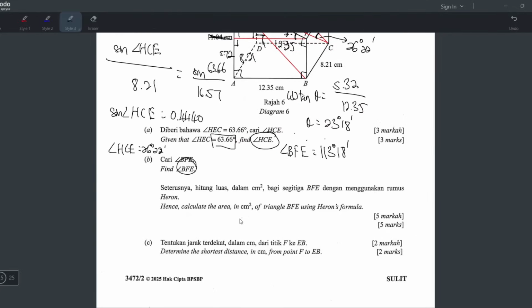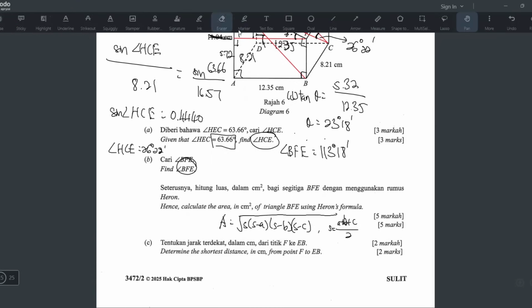What is Heron's formula? A equals square root of S bracket S minus A bracket S minus B bracket S minus C, where S is A plus B plus C over 2. So we will be using this formula to do this question.